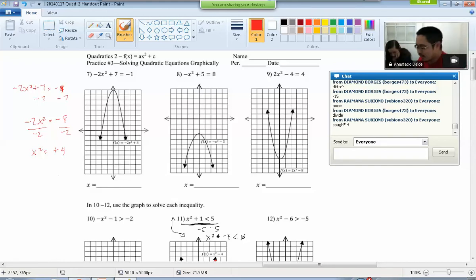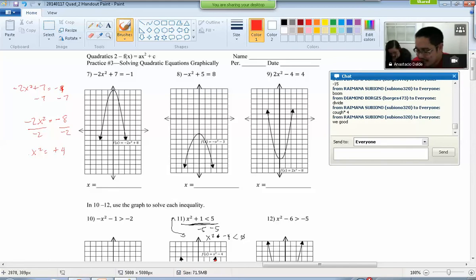Alright, now check this out. Ready? You square root both sides. You throw in that plus or minus, because you don't ever want to forget that. You have x is equal to plus or minus the square root of 4, which is 2. Plus or minus 2.